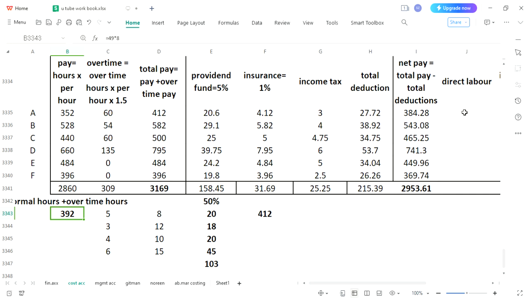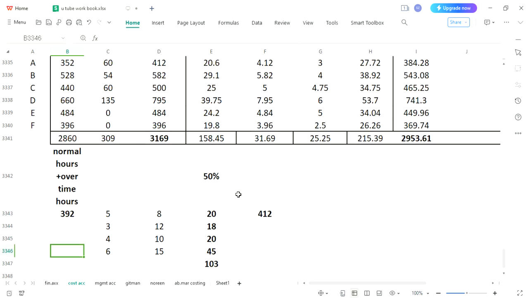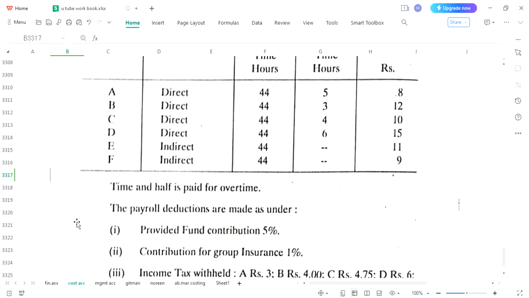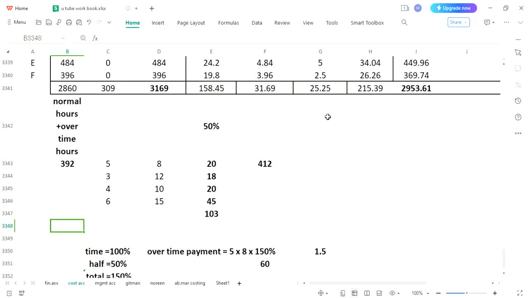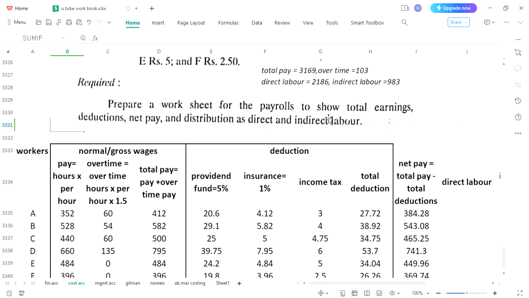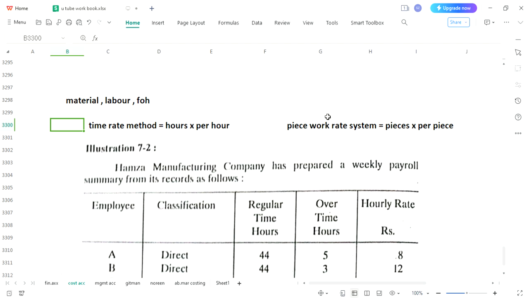Okay, so let's wrap it up so that we can see the heading clearly. At this stage, normal hours plus overtime hours, and then you multiply it with the per hour rate. So come up here, your normal hours 44 and 3, that means 47. Your total hours including overtime multiplied by the per hour rate of the second worker was 12, I think. Yes, for the second worker 12.